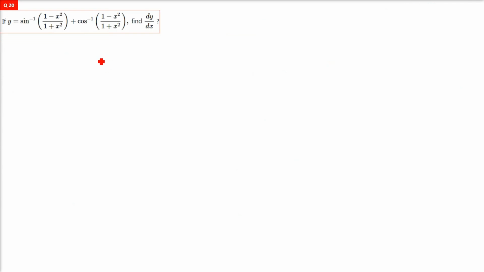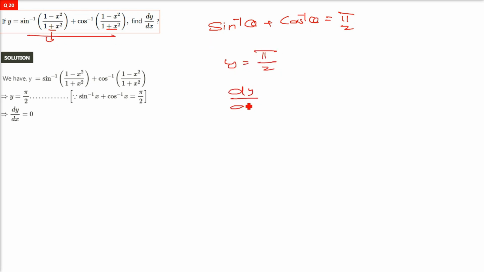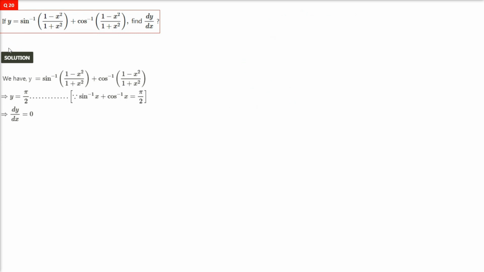Now this question seems to be a bit complicated, but it is not. Why? See, sin inverse theta plus cos inverse theta, we just took a question just a moment ago. If you assume this to be theta, sin inverse theta plus cos inverse theta is what? Because inside you have theta only. It is pi by 2. So y is equal to pi by 2. Now dy by dx, this is constant, it is going to be 0. So dy by dx is 0 only. Differentiation is 0.